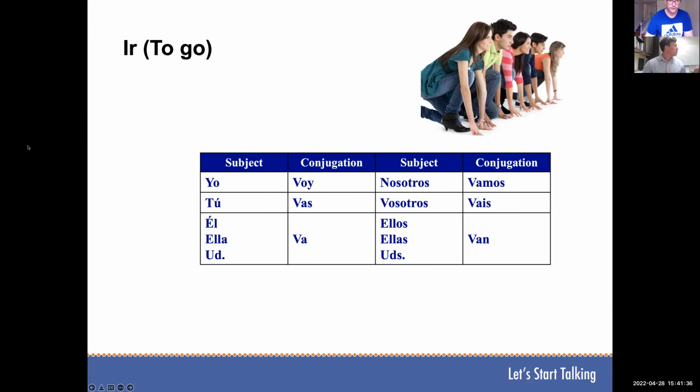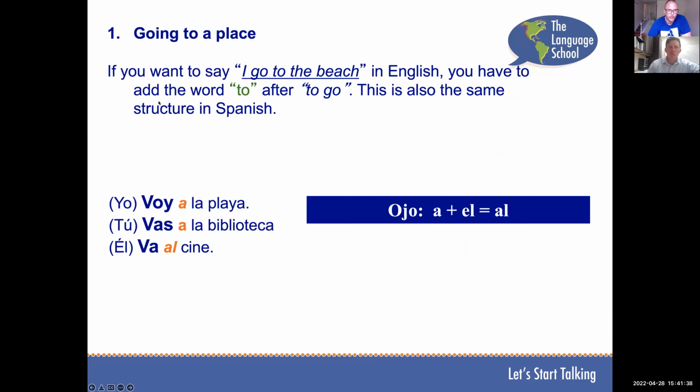Okay, so this verb means to go, right? Almost always we're going to follow this like I go to a place. So just like in English, we're going to follow it with the word a. If the following word starts with a masculine article, we combine a and el into al. Can you read these three examples to me? Sí, voy a la playa, vas a la biblioteca, va al cine.